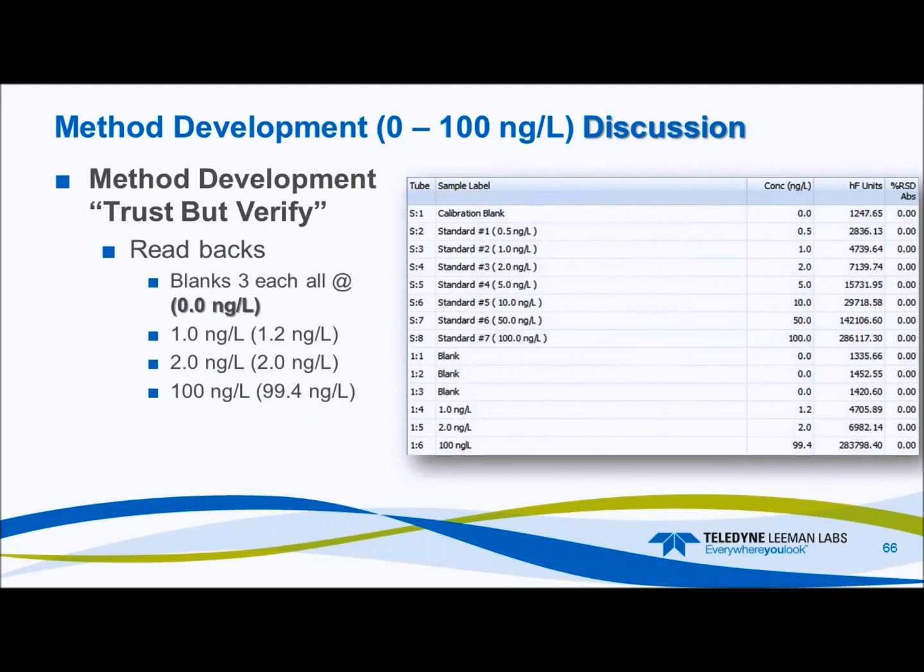Let's take a look at some of our readbacks. So after the 100 nanogram per liter standard, all 3 readbacks were around 1,300 or 1,400 units, virtually the same as the calibration blank. They came in at 0.0. So that tells me I don't have carryover. That tells me, again, that no carryover, my gas flows, my pump rate, all that is conducive to a good method. So I'm ready to rock and roll. The 1 came in at 1.2, 2 at 2.0, and the 100 at 99.4.